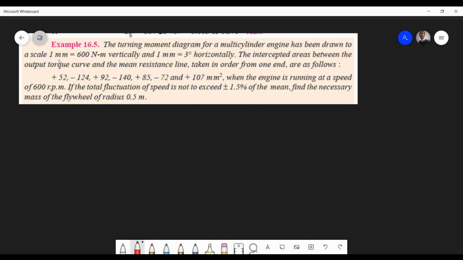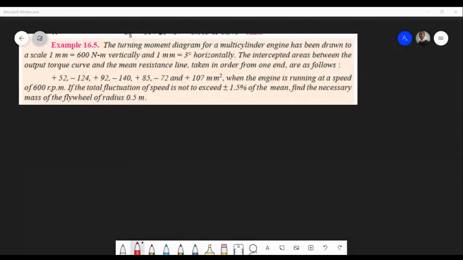There's a scale again, it's the same setup, it's always the same. The difference is now they give you a fluctuation, plus minus 1.5, and obviously we are aware that's times 2, so the fluctuation is 3%. What they're looking for is the mass of that flywheel now. So that is the thing in question.